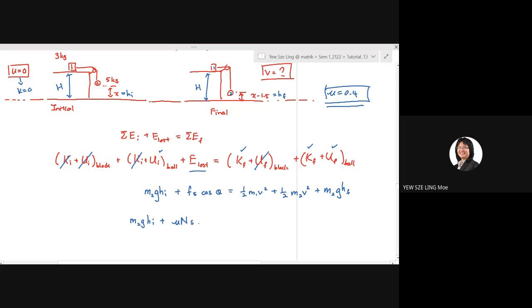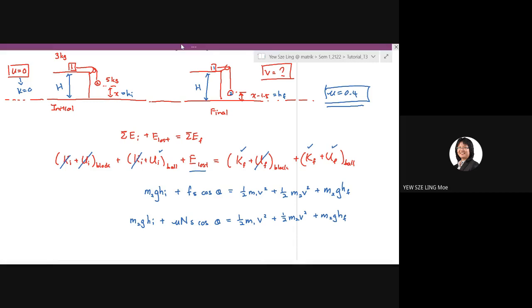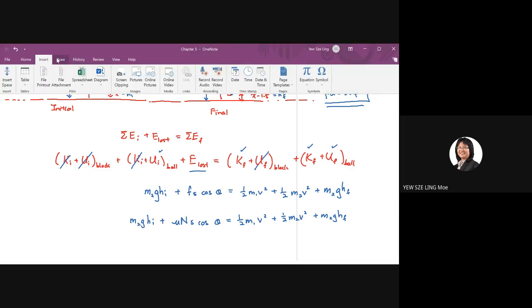So mu N cos theta equals 1/2 m1 v² plus 1/2 m2 v², and then plus m2 g h final. Now the next question would be, I don't have N, right? But then I can calculate N.